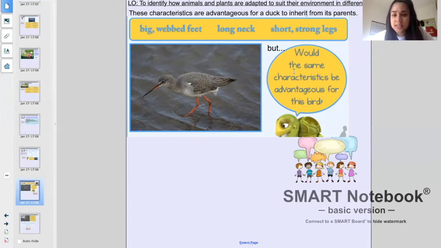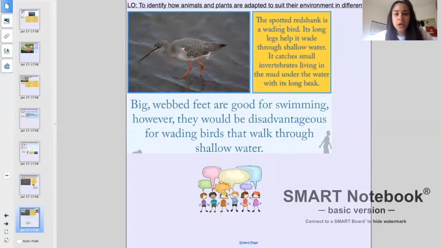But would the same characteristics be advantageous for this bird? So we've got a bird here. Do you think big webbed feet, a long neck, and short, strong legs would be advantageous for this bird? Have a think. So hopefully, this is the spotted redshank. That's the bird's name, the type of bird.